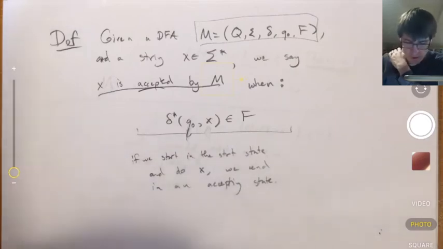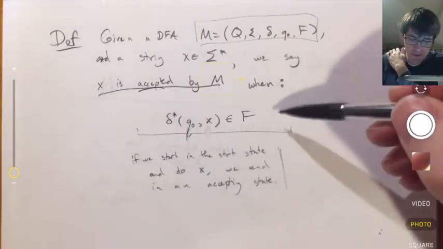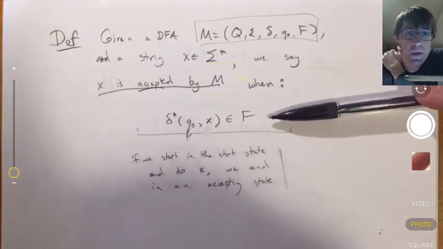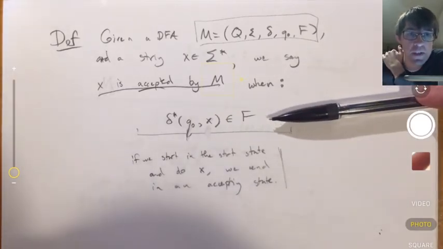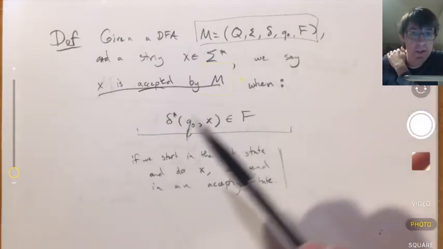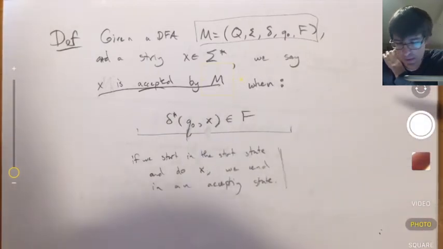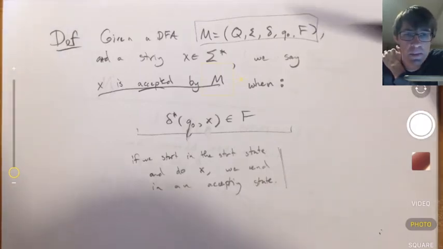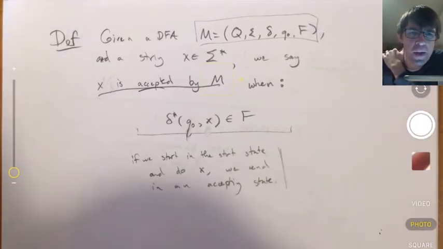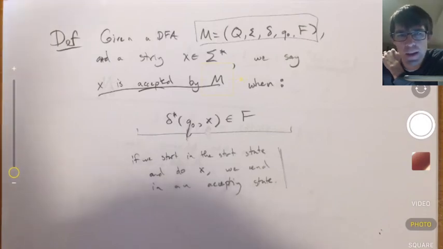So all these little words down here are expressed very simply by saying this. The extended transition function, if you start in the starting state and you do that string X, it ends up being an element of this F, which is the set of accepting states. All right? It's kind of cute that all those words can be boiled down into this super compact set theory notation. I kind of like that. Any questions about that? Any thoughts? Excellent.